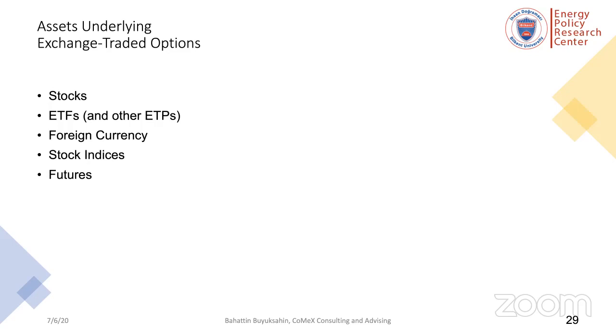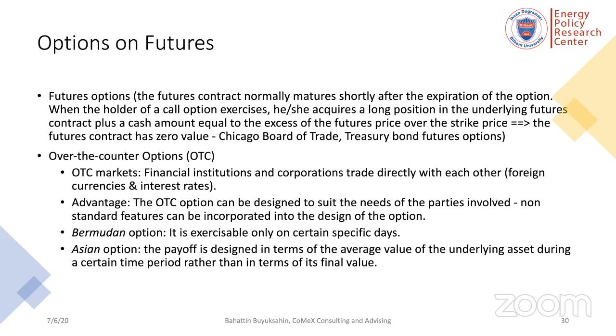The life of the futures option normally ends a short period of time before the expiration of trading in the underlying futures contract. Standardized exchange-traded futures options are exercisable into one futures contract. Let's look at some detail in the options on futures. As I said, a futures option is the right, but not the obligation, to enter into a futures contract at a certain future price by a certain date.